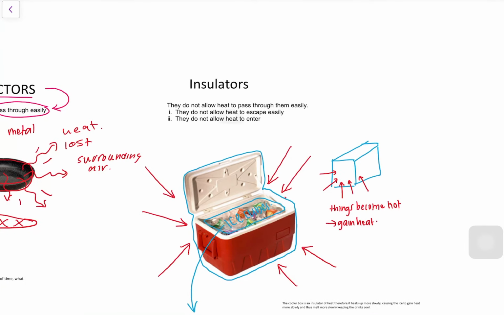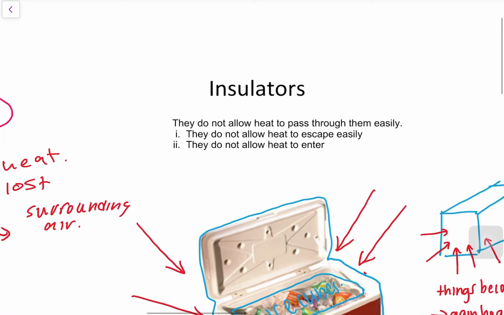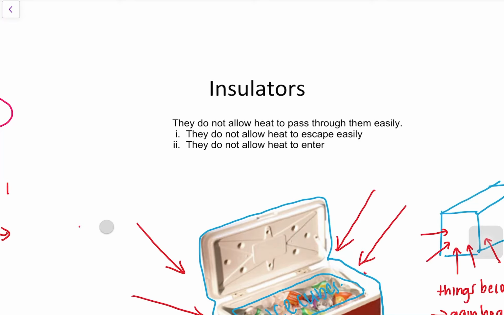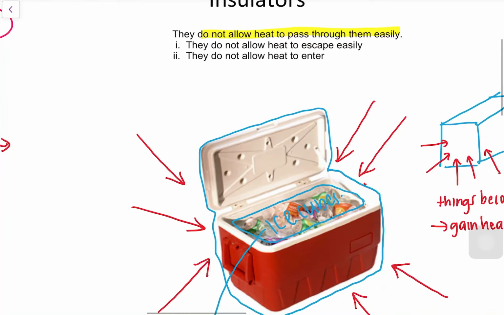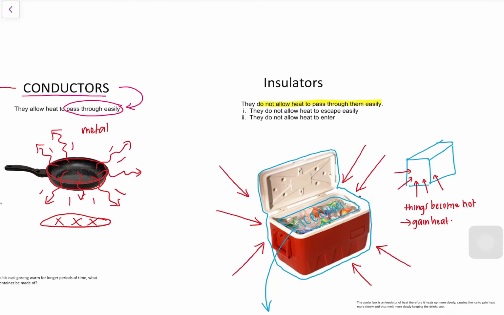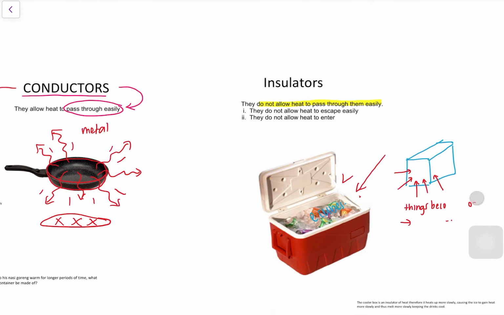All right, so moving on, we've known about conductors. Now we are talking about insulators. Okay, insulators. So insulators are the opposite of conductors. They do not allow heat to pass through them easily, and just like conductors, they do not allow heat to escape easily. All right, so this is an example that I have of an insulator. All right, so let me just erase all this first.